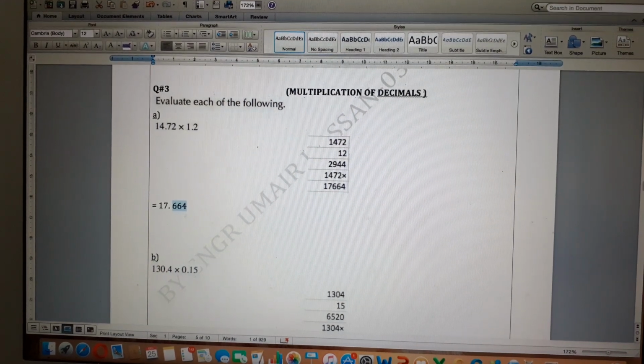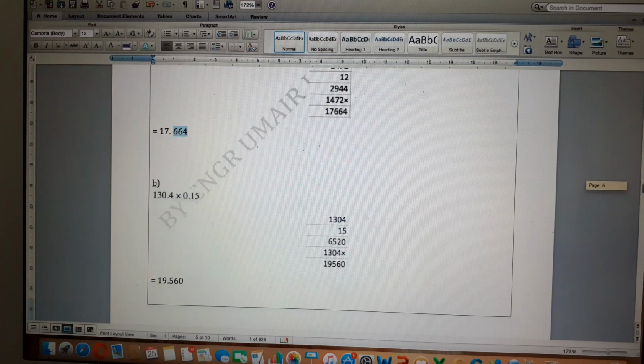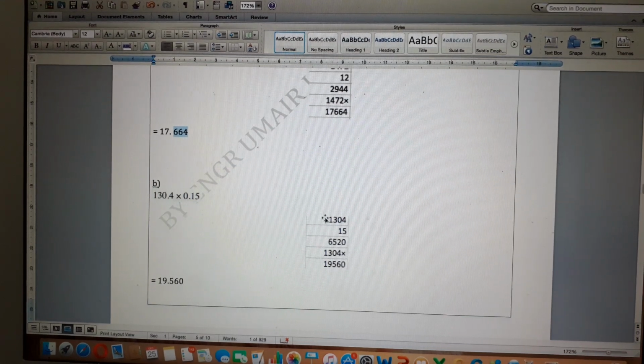Now I can take another example related to multiplication of decimal numbers. If I want to multiply 130.4 and 0.15, multiply 1304 without considering the decimal and 15 without considering the decimal. 1304 into 15 is 19,560. Now this is my answer, but I have to insert the decimal in my answer.